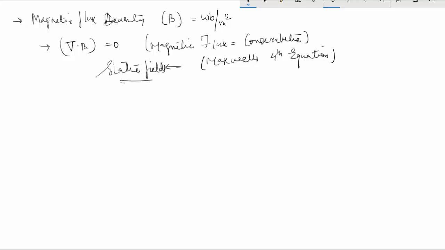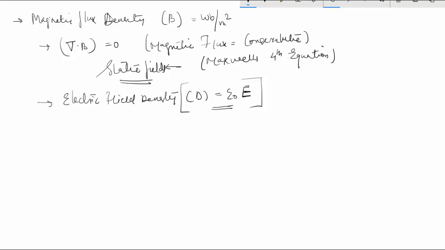The first thing is that we have seen what the electric flux density is, which was given by D, which was equal to epsilon naught E, and its unit was coulomb per meter square.